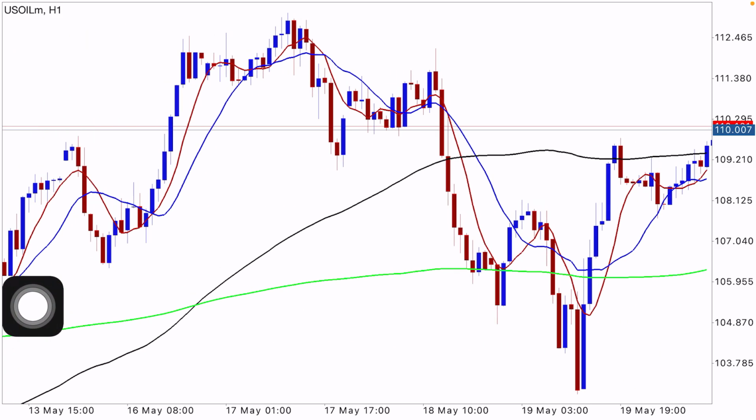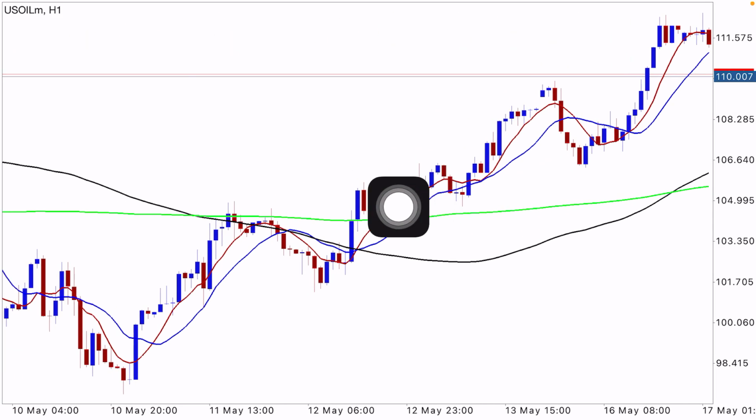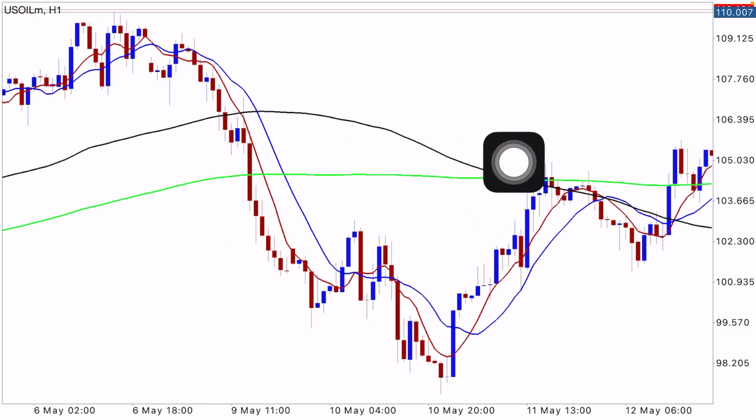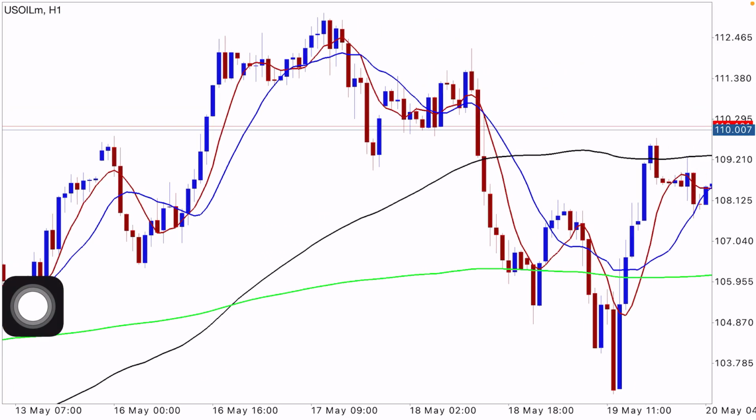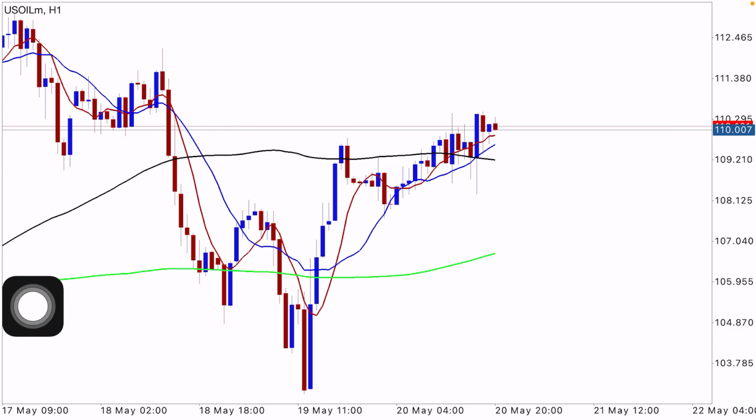So the green line on the chart is my 200 moving average. Do you get it? So this is how it works. When the candlesticks are above the 200 moving average, it means the market is in an uptrend.